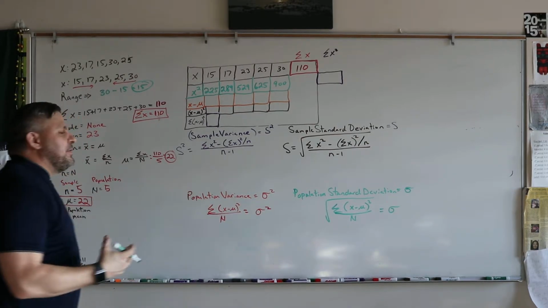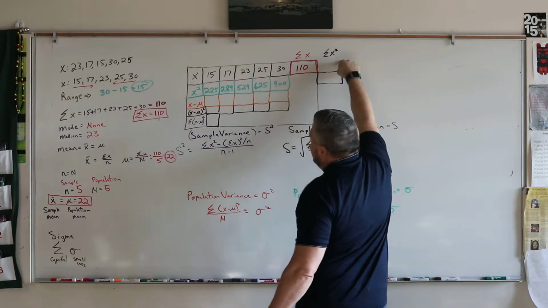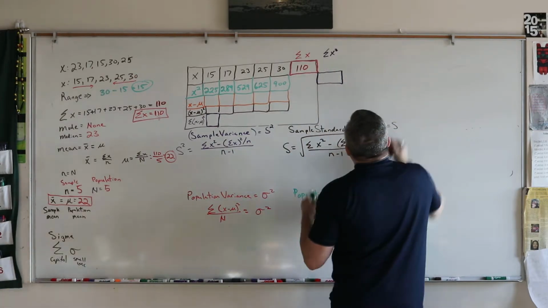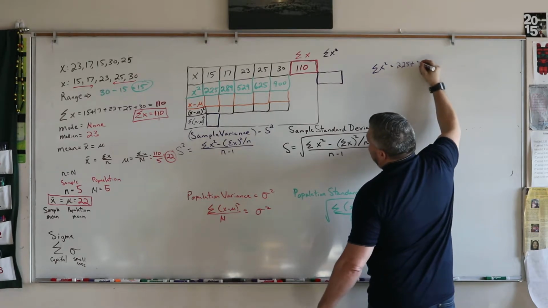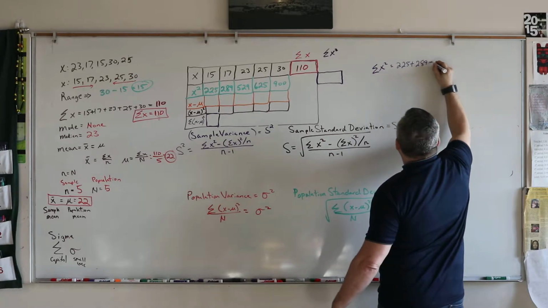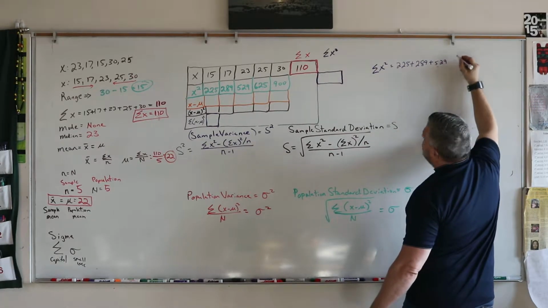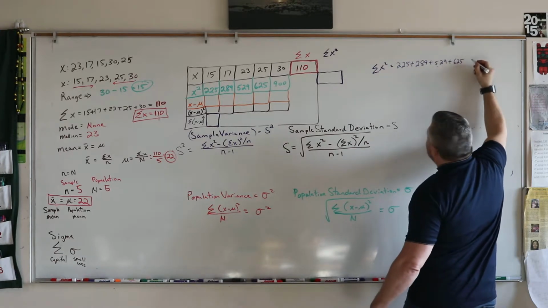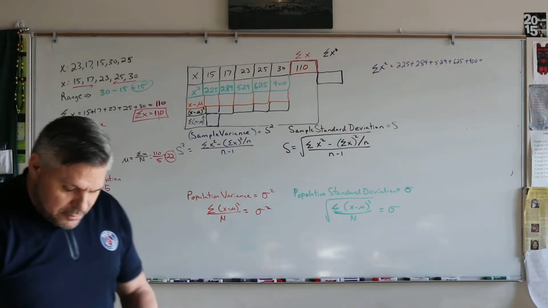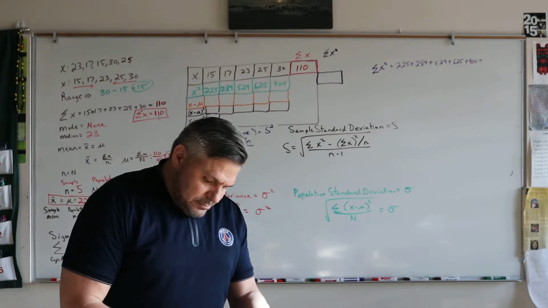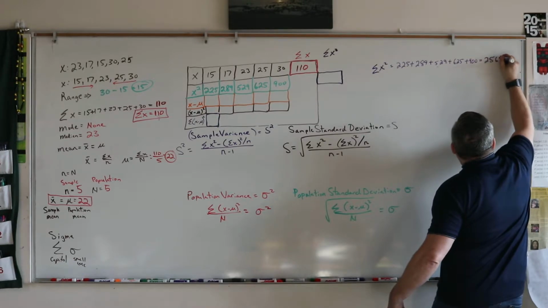All right. So now you're going to take all those numbers and find the sum of x squared. We're going to do that in purple. The sum of x squared is equal to 225 plus 289 plus 529 plus 625 plus 900, and that should equal 2568. Is that correct?